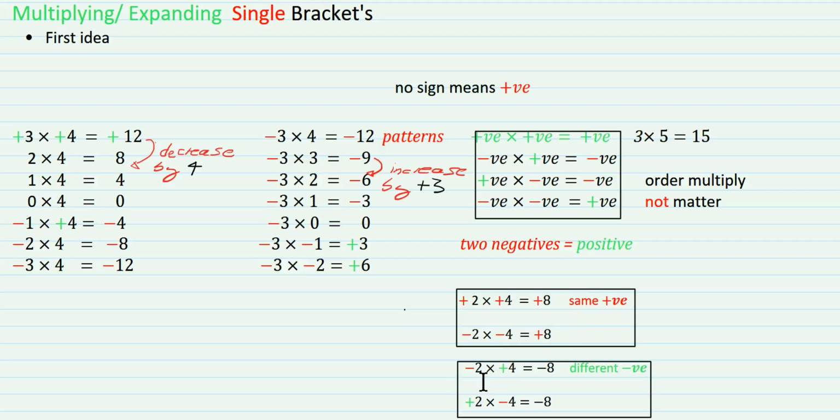If the signs are different, for example, -2 times +4, you get a negative, yeah? Or +2 times -4, you get -8, yeah? Negative. So if the signs are the same, it's positive. If signs are different, then the result is negative.